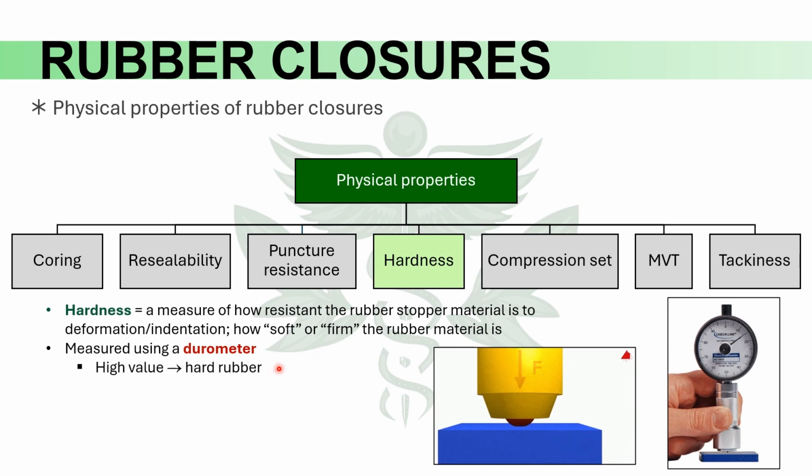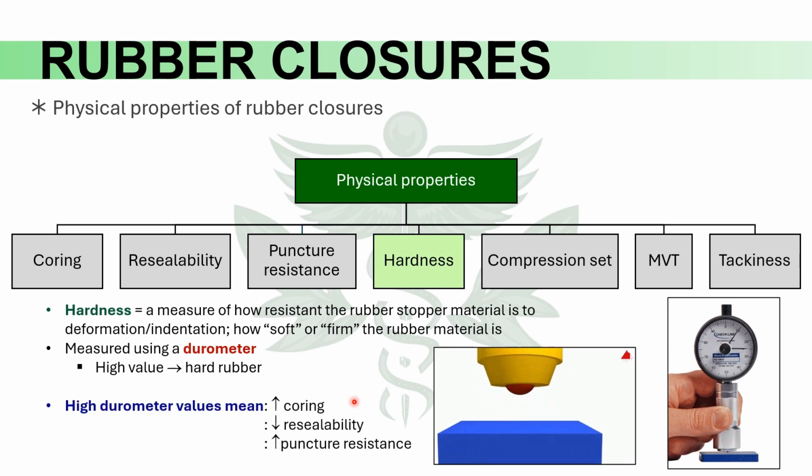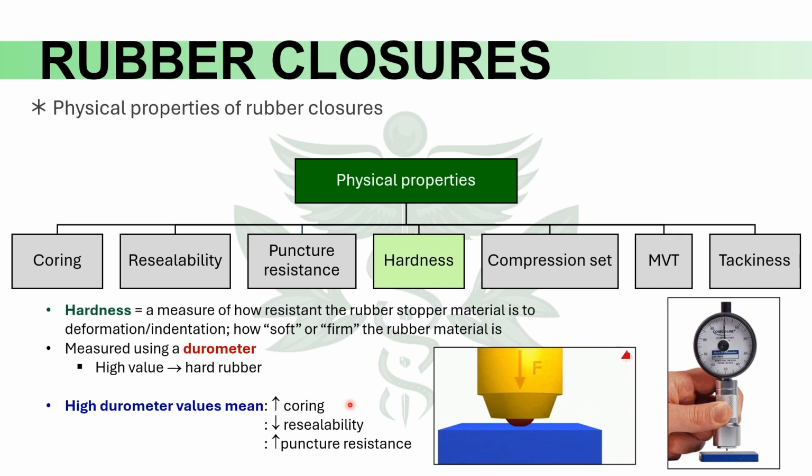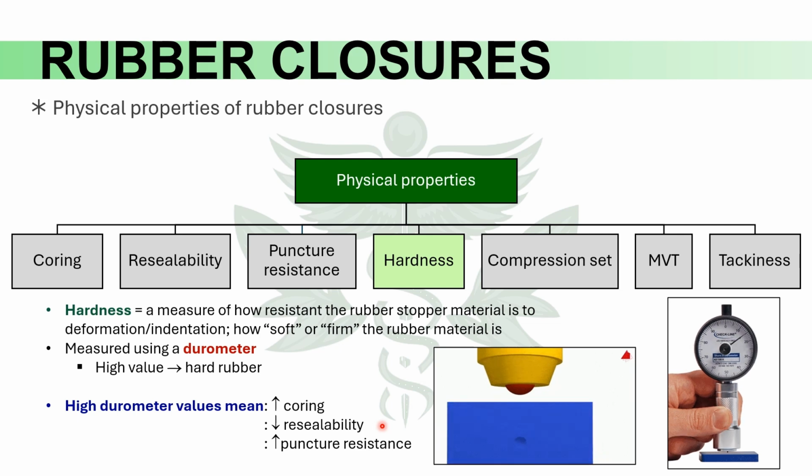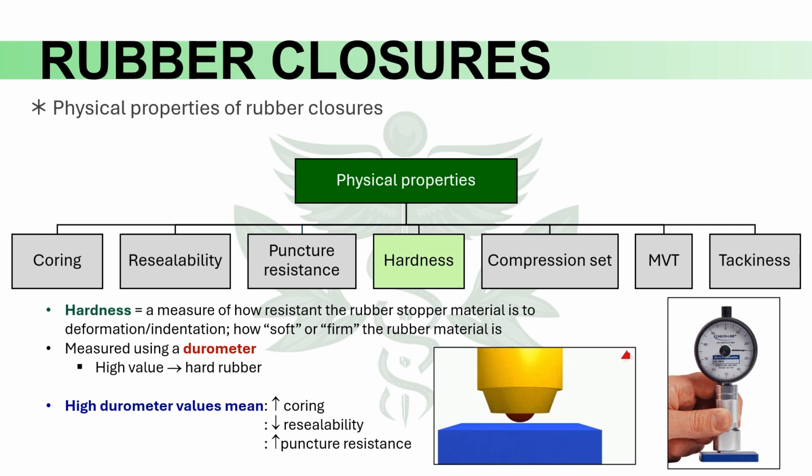A high durometer value indicates a hard rubber stopper, while a low value indicates a soft and flexible rubber stopper. If we obtain a high durometer value, this can tell us a couple of things about other properties of the rubber. A high durometer value tells us that the likelihood of coring happening is increased, the resealability is decreased, and the puncture resistance is increased, all of which occur as the rubber is more rigid and less flexible, and therefore these are all unfavorable properties for rubber stoppers.